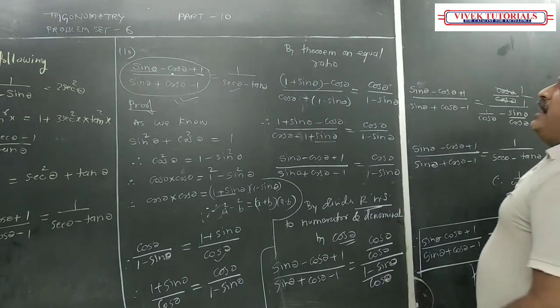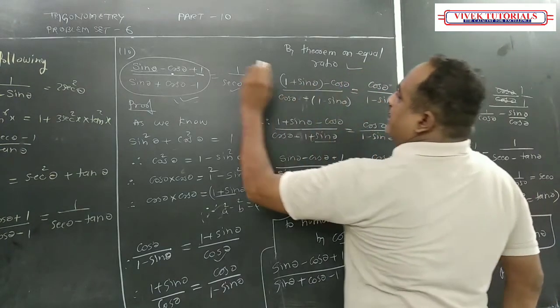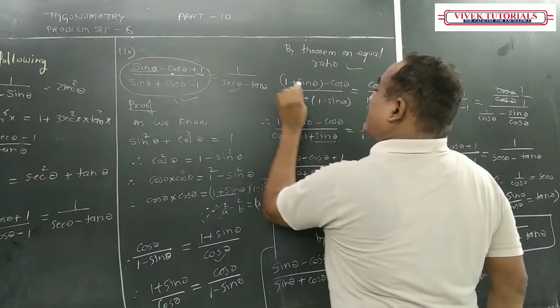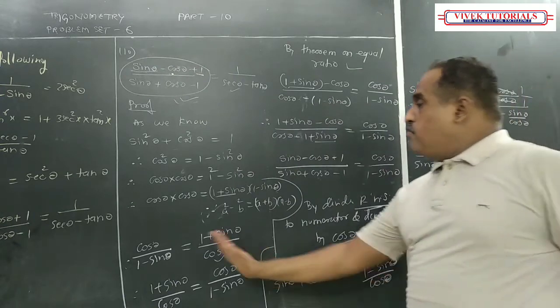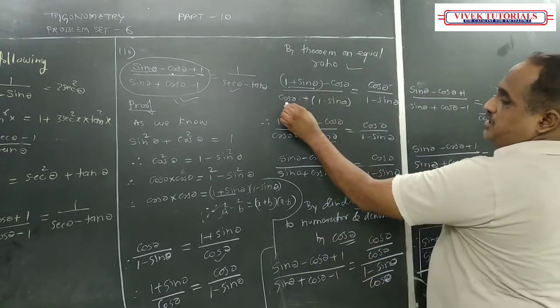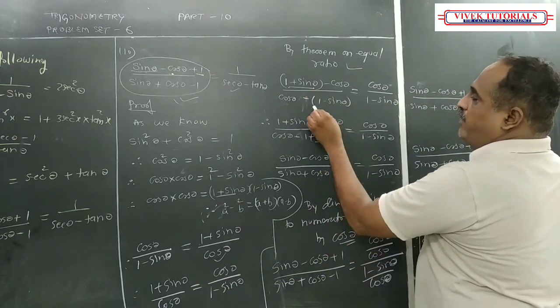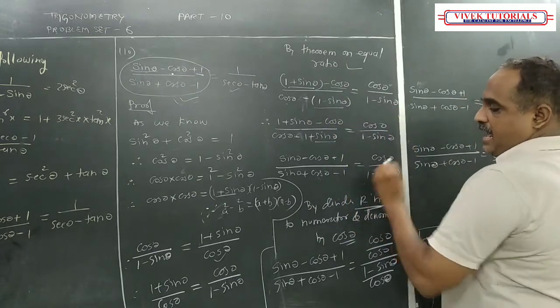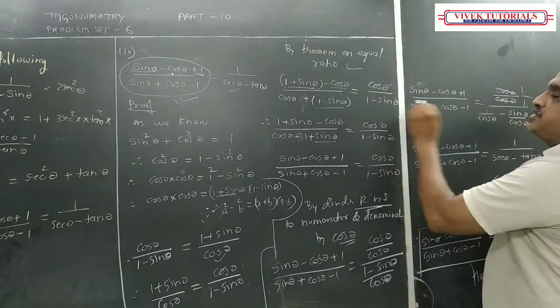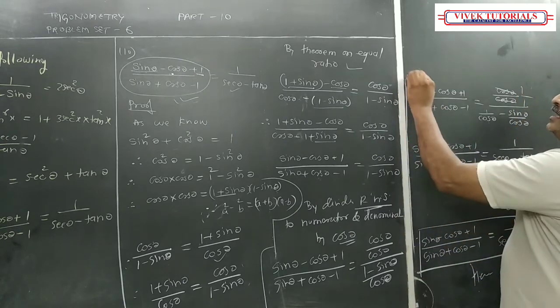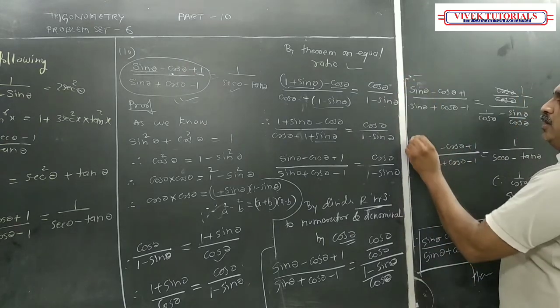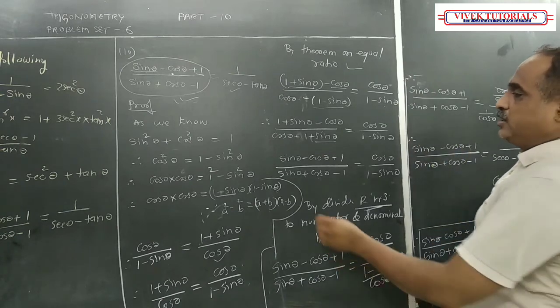Now we are going to apply the theorem on equal ratio. What is required? Sin theta plus 1, this is there, but I need minus cos theta. So what did I do? I made this minus. So cos theta upon minus 1 minus sin theta cos theta, and this will remain as it is, cos theta upon 1 minus sin theta. Hope that you know the theorem on equal ratio. You remember what I taught last day.